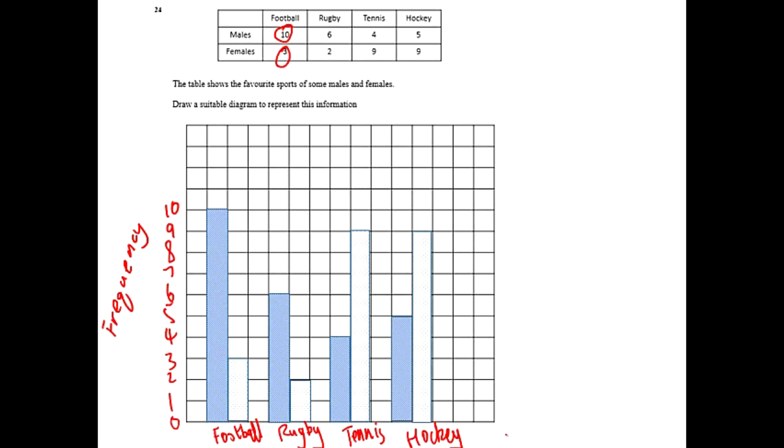You must label this axis as well, so let's label that one sport, because that seems to make sense. And then finally you must add to something like this a key, so you know which one's which. So the dotted bars, they were females, and the striped blue bars, they were males. So this is what you would call a dual bar chart. If it only had males, then you would just draw a regular single bar chart.